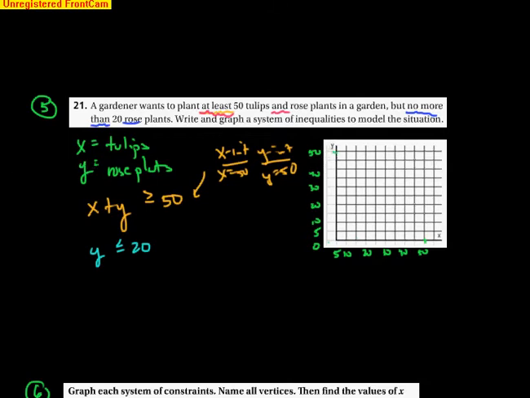Okay, so we're going to graph the orange. So put x-intercept of 50 here. Let me do it in red because it'll show up better. And a y-intercept of 50 up here. And the line is solid because it's equal to. So I'm going to make a solid segment between them.